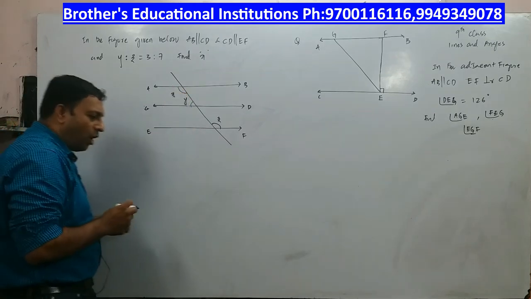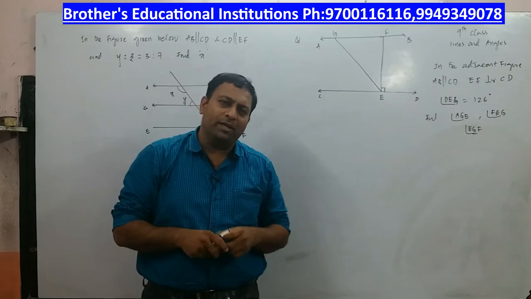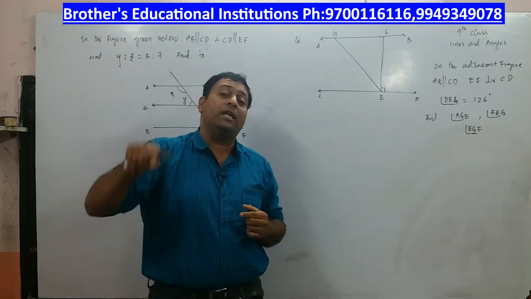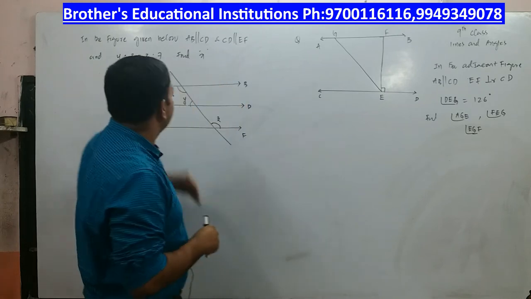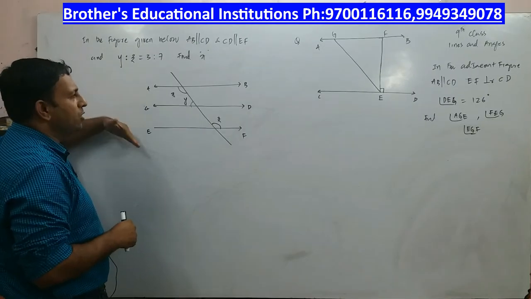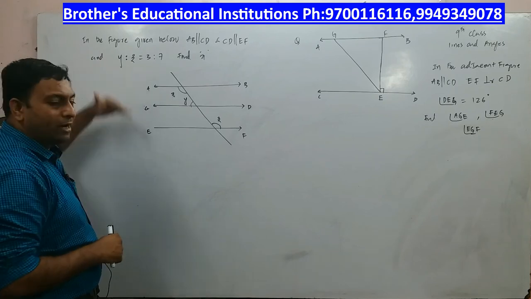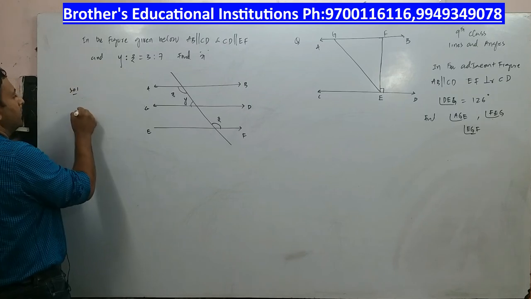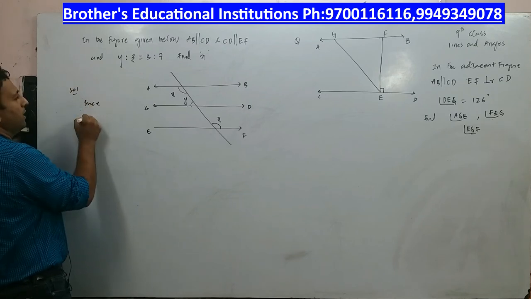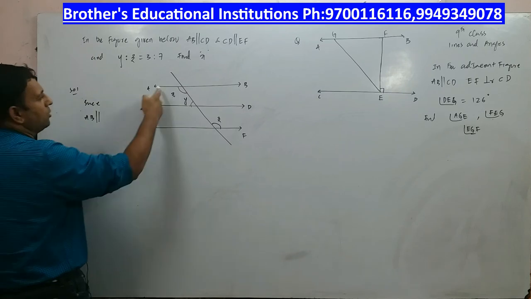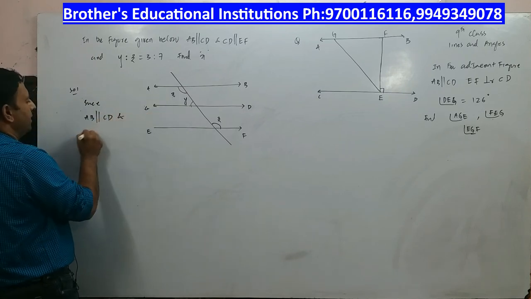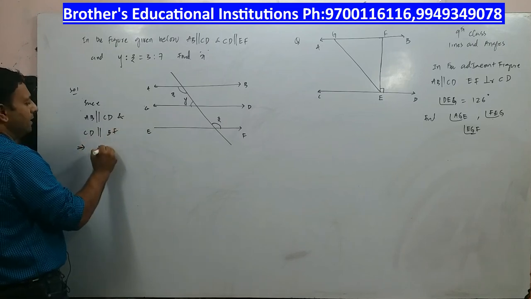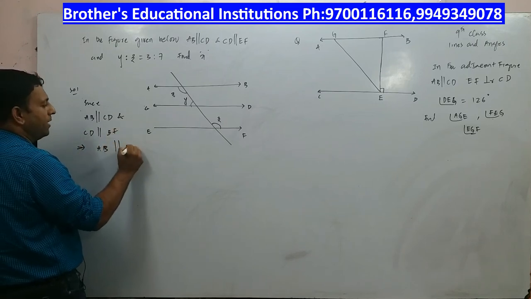Now there is something called the law of trichotomy. What is the law of trichotomy? If A is equal to B and B is equal to C, then automatically A is equal to C. So like that, AB is parallel to CD and CD is parallel to EF, automatically AB is also parallel to EF. Alright, so let me put those things here. Since AB is parallel to CD and CD is parallel to EF, it implies AB is also parallel to EF.